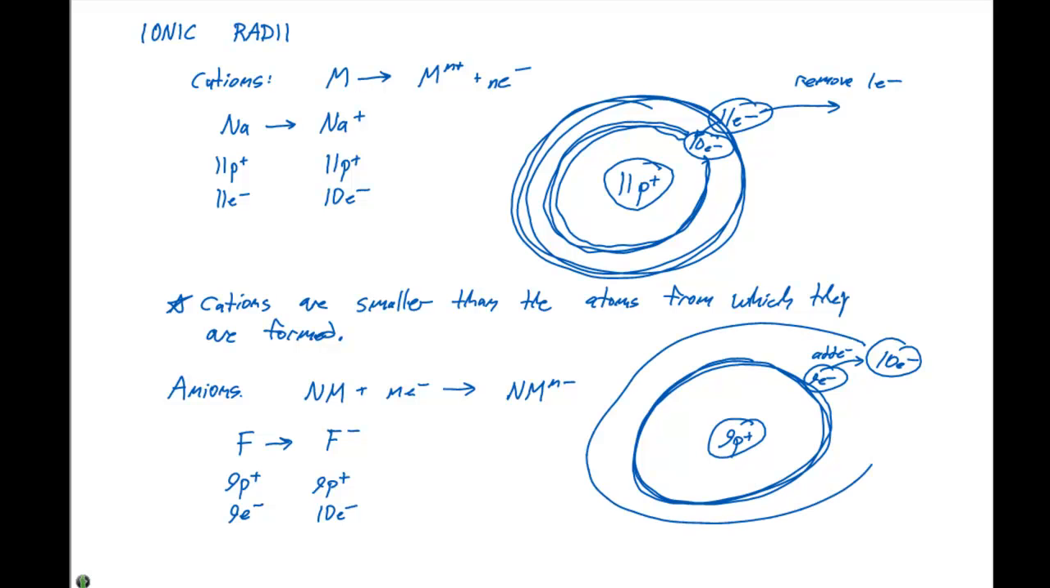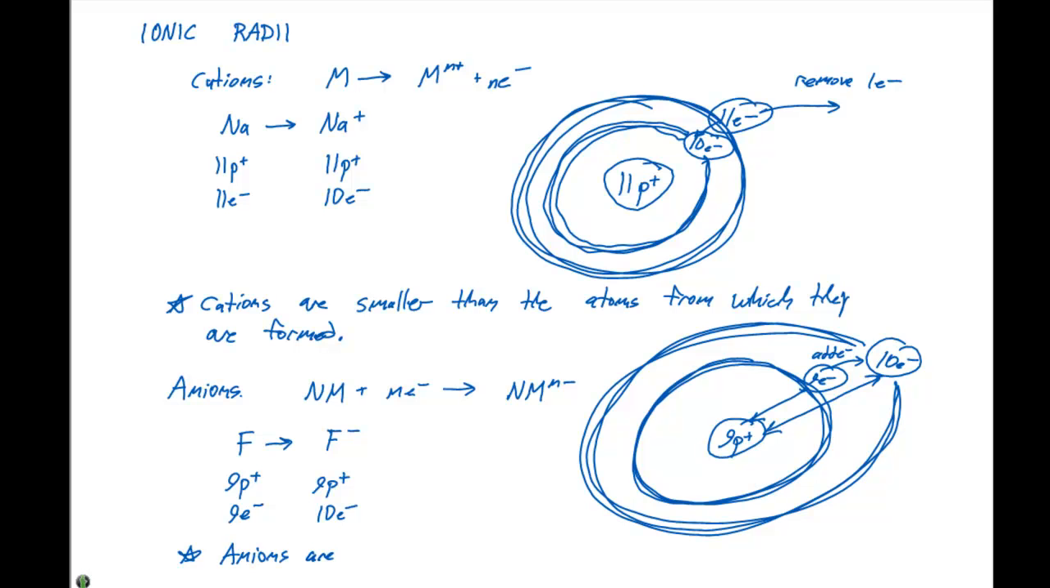So this tug of war that we previously looked at for the cation is going to be a little bit different. We're adding an electron, so those 9 protons can't pull as strong as they do when we have 9 electrons versus 10 electrons. So the general trend we can say here is that anions are larger than the atoms from which they are formed.